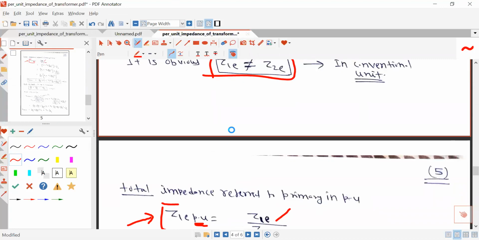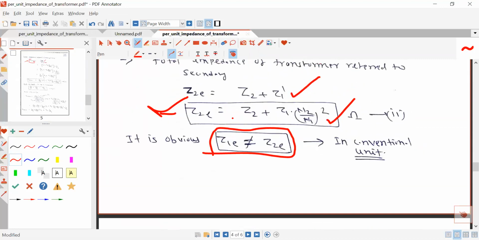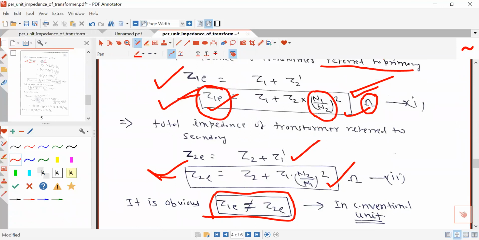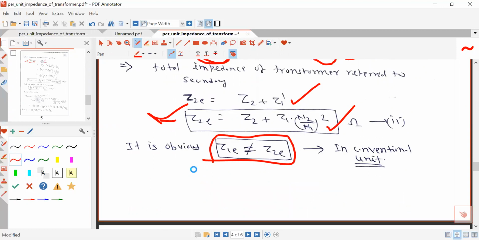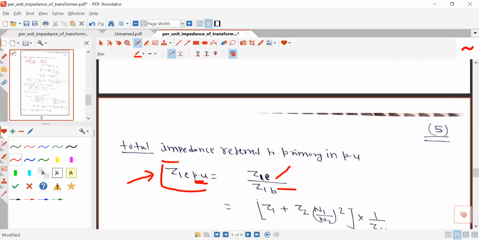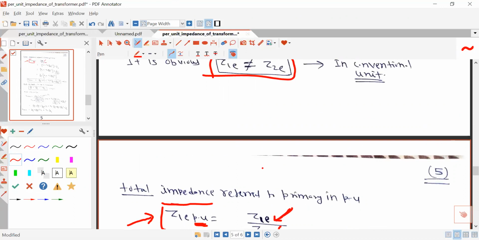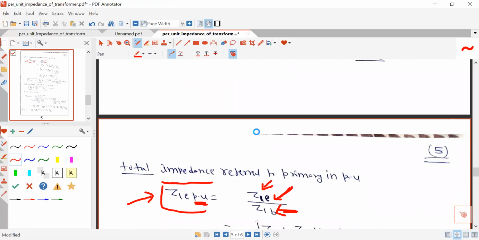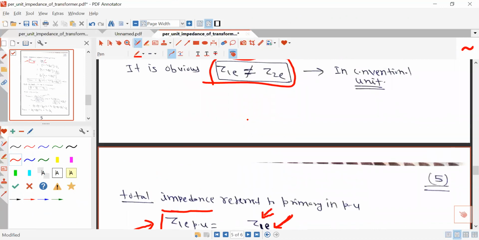Now, how will you convert this conventional unit into the per unit system? You just have to divide it by the base value. So in the per unit system, the total impedance of the transformer referred to primary in per unit will be equal to its actual value divided by its base value. And the actual value of impedance referred to the primary is already given here.